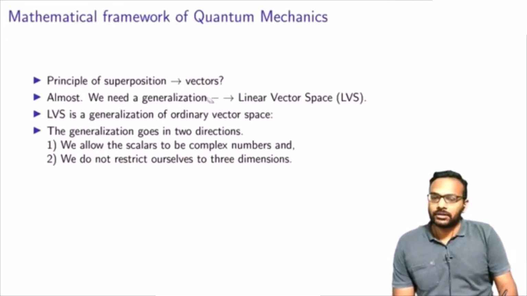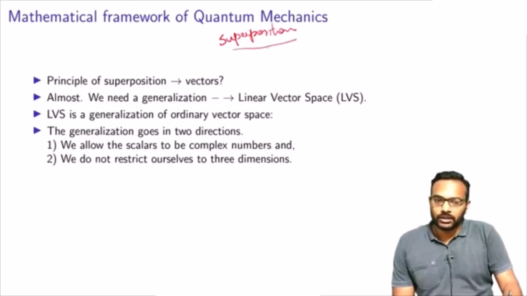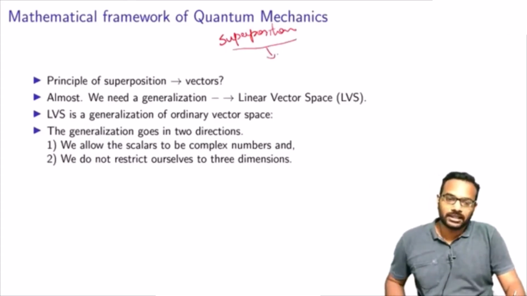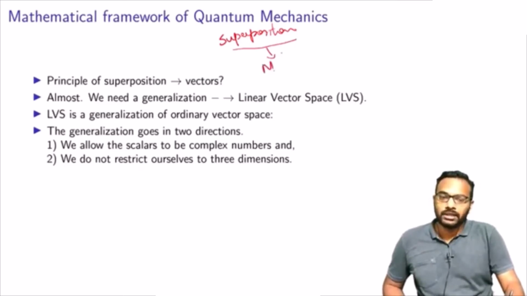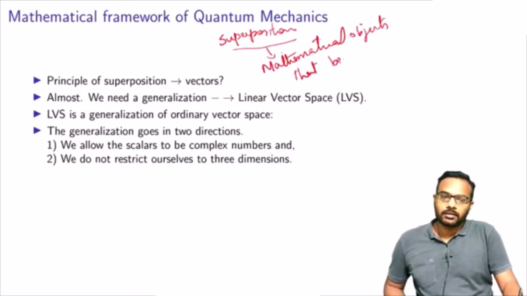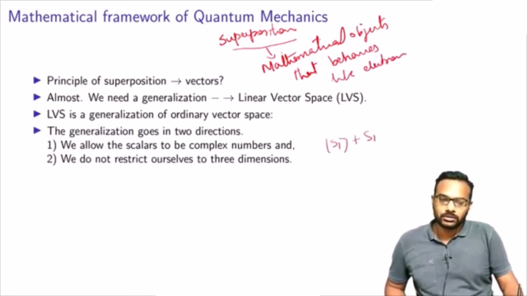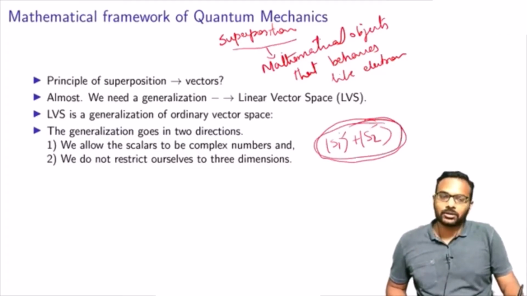Alright, so as I said before, the main ingredient we need is superposition, which means that in our mathematical framework, we need mathematical objects that behave like electrons. And what's the main behavior of electrons? If the electron can be in slit 1 and can be in slit 2, then it can also be in both slits at the same time. If this is a possible state and this is a possible state, then this combination is also a possible state.